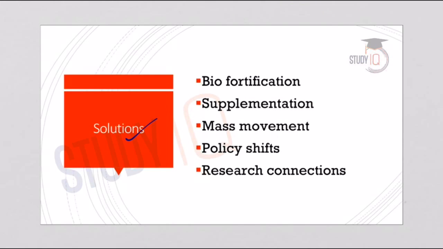Now, coming to the solutions. What are the possible solutions in order to minimize the rate of hidden hunger in the country? First one is biofortification. What is meant by biofortification? It involves breeding food crops using conventional or transgenic methods in order to increase the micronutrient content. So this is basically breeding of food crops in order to increase the micronutrient content in the food crops.